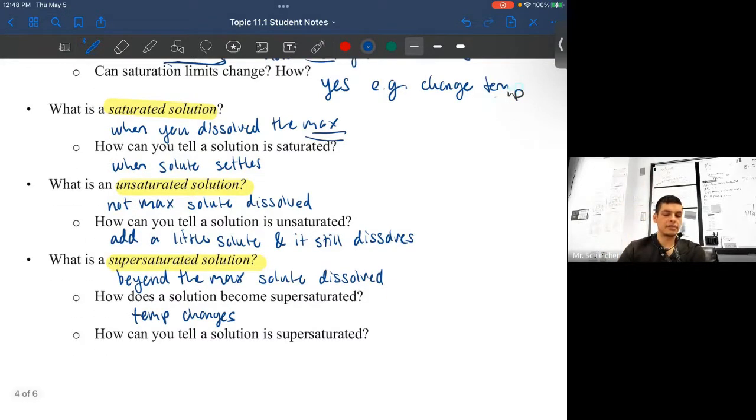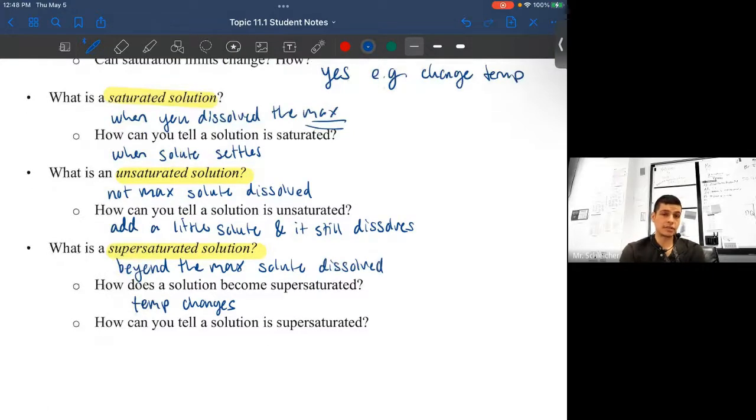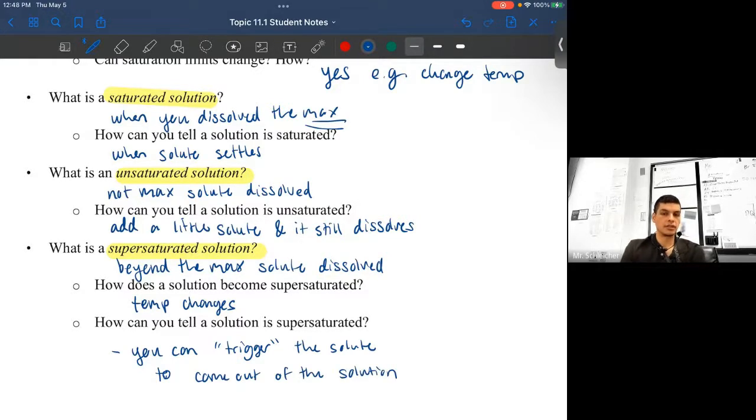And how can you tell if a solution is supersaturated? Well, other than knowing you made it supersaturated, you can trigger the solute to come out of the solution. So if you're able to make solute come out of the solution, then it was probably supersaturated.